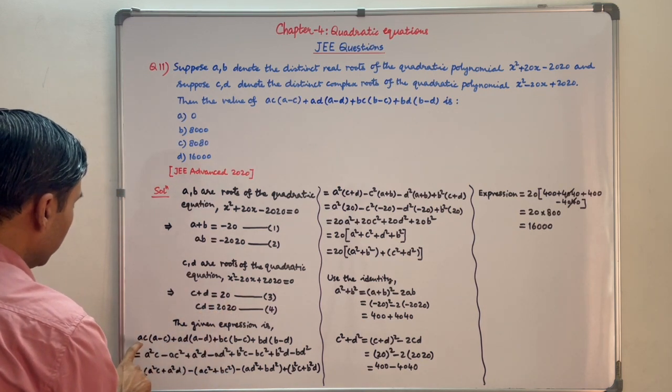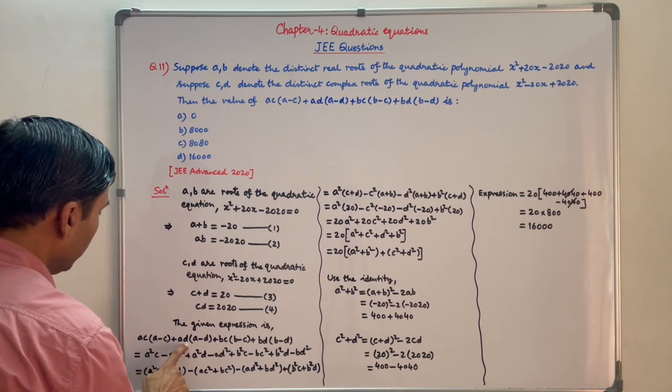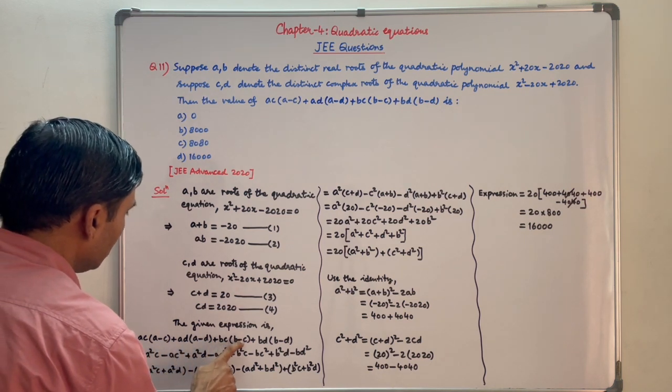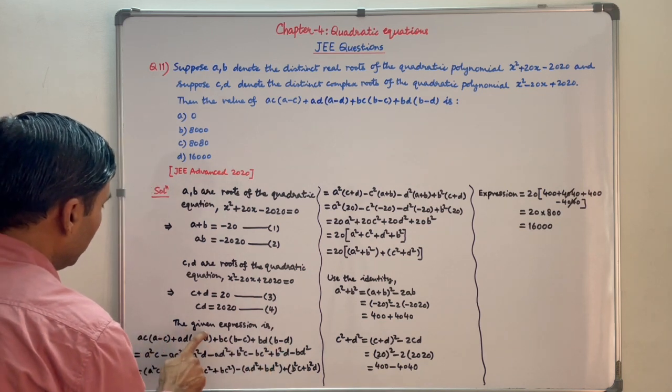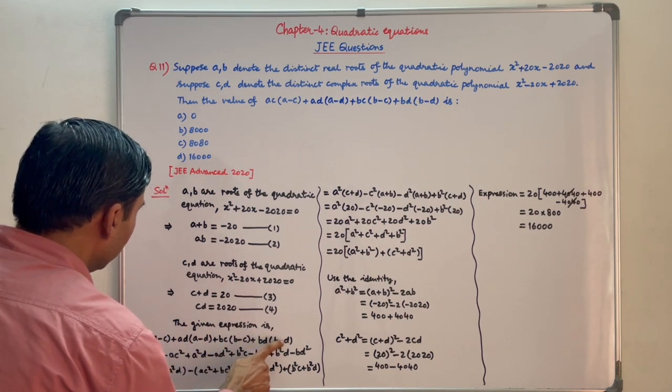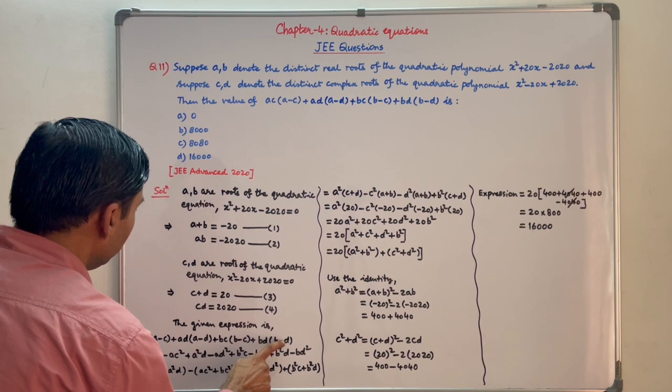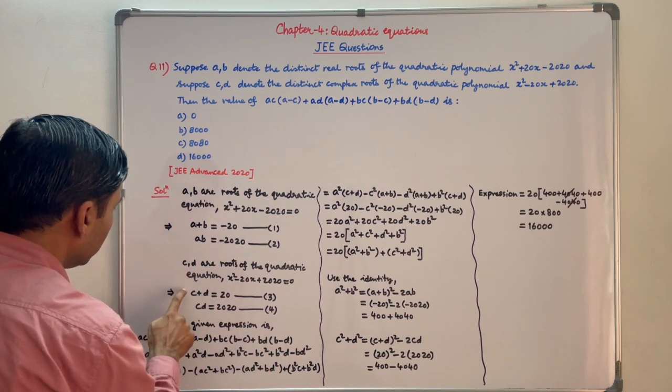So we can write C plus D is equal to 20 and CD is equal to 2020. The given expression is AC into A minus C plus AD into A minus D plus BC into B minus C plus BD into B minus D. First, we will open the brackets, then regroup the terms so that we can utilize these values.